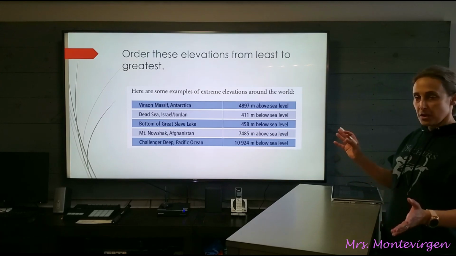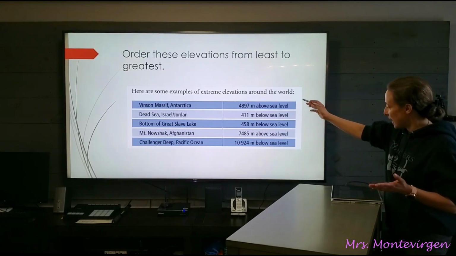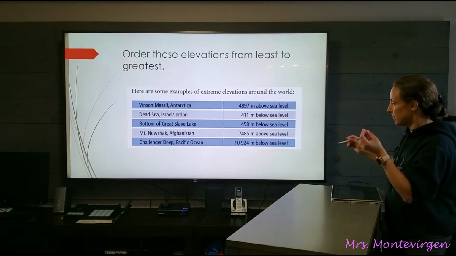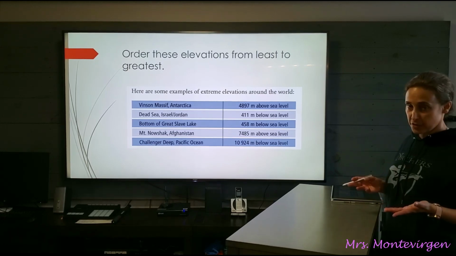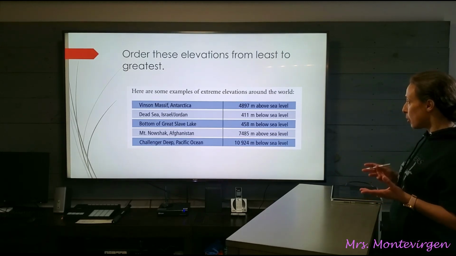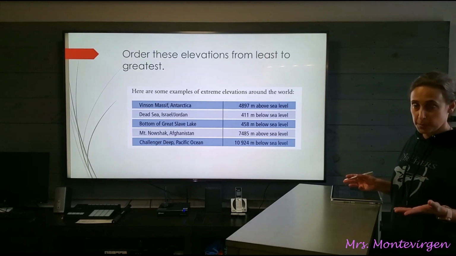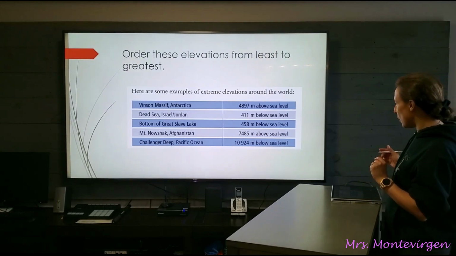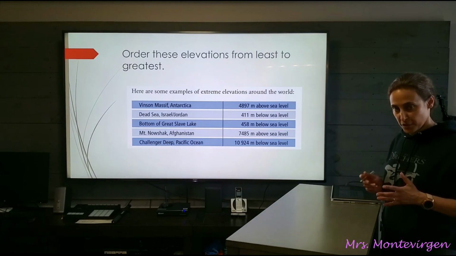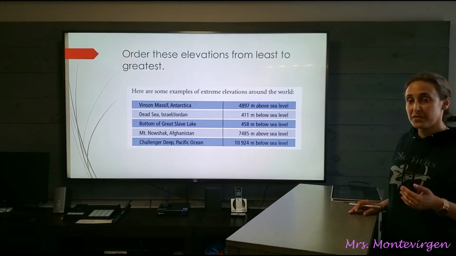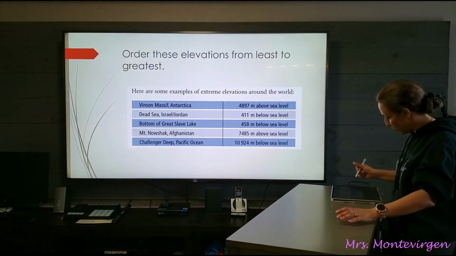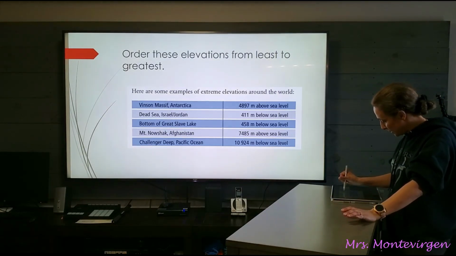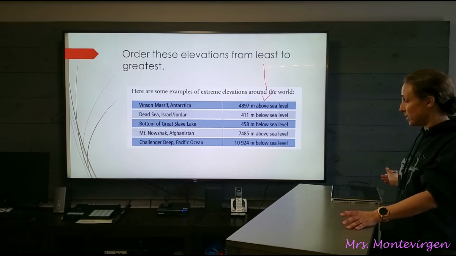Now, typically, no problem, right? I have a bunch of numbers here ranging from 4,897 all the way up to 10,924. So ordering them from least to greatest, sure, no problem. But there's one small thing. We have to think of integers. And with integers, if you remember the previous lesson that we did, words are really, really important, and I'll show you what I mean.